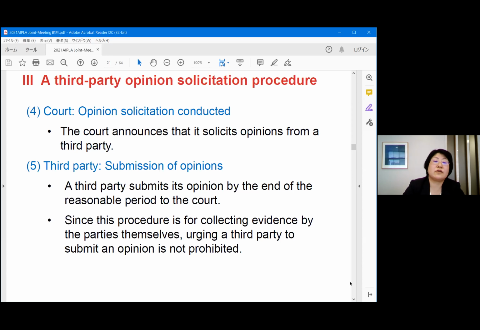Step 5, submission of opinion by a third party. So once opinion solicitation is conducted, a third party submits its opinion to the court by the end of the reasonable period. And according to the discussion in subcommittee, since this procedure is for collecting evidence by the parties themselves, urging a third party to submit an opinion is not prohibited.